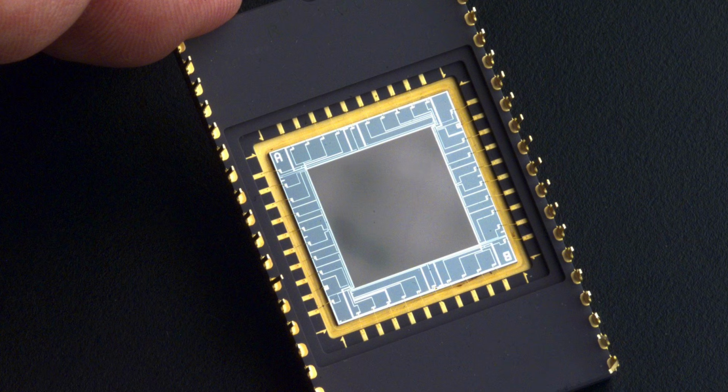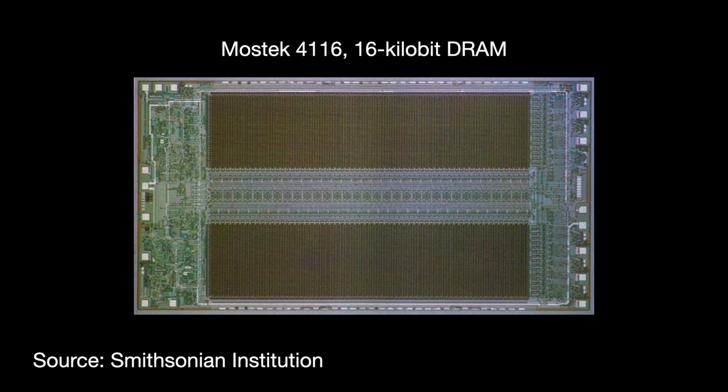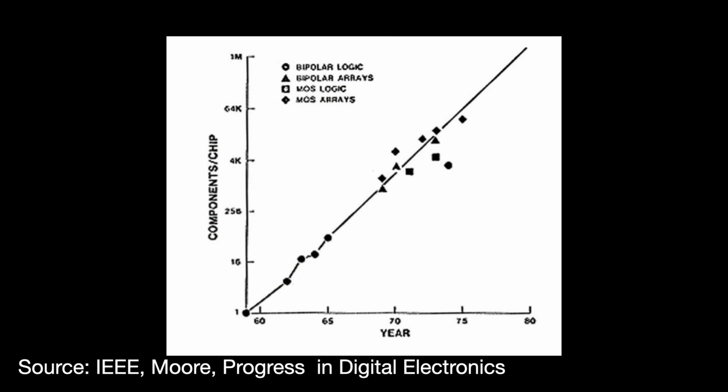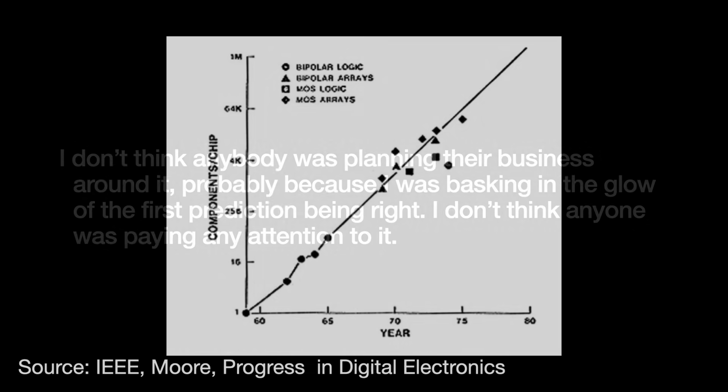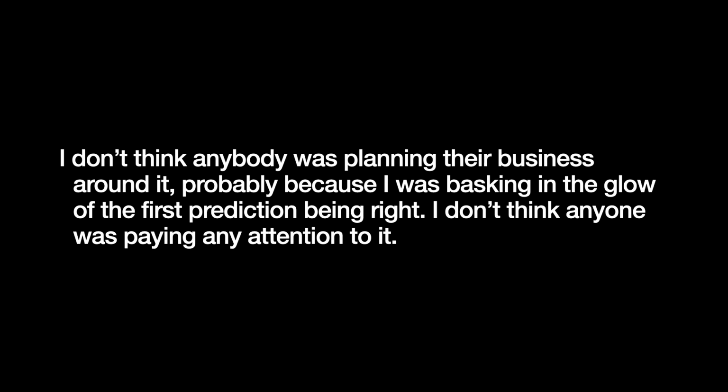The most advanced mainstream memory technology at the time, the 16 kilobit DRAM, was at least a year away from commercialization. Even then, this memory IC had less than half of the 65,000 component prediction. Reflecting on that 1975 speech, Moore seemed a bit surprised that so many people cared about his changing of the goalposts. "I don't think anybody was planning their business around it, probably because I was basking in the glow of the first prediction being right. I don't think anyone was paying any attention to it."